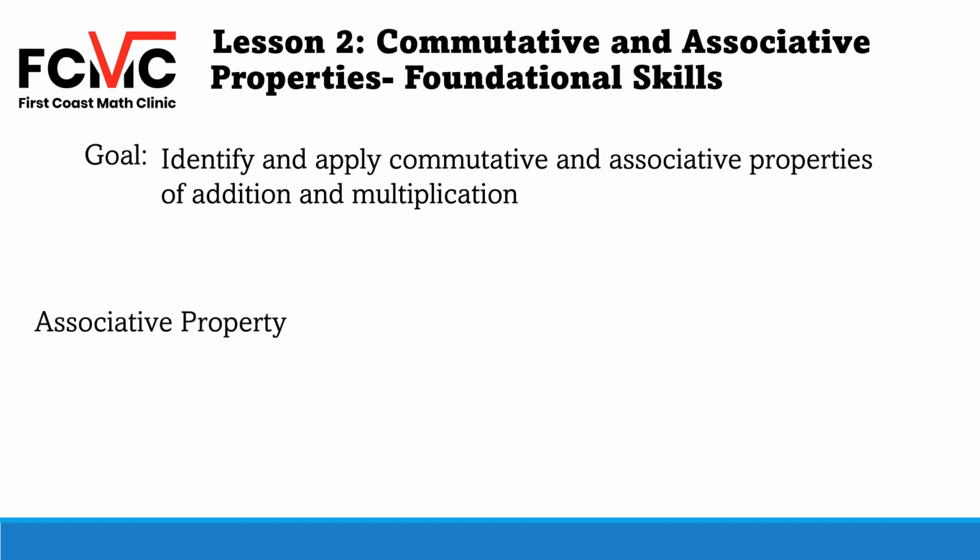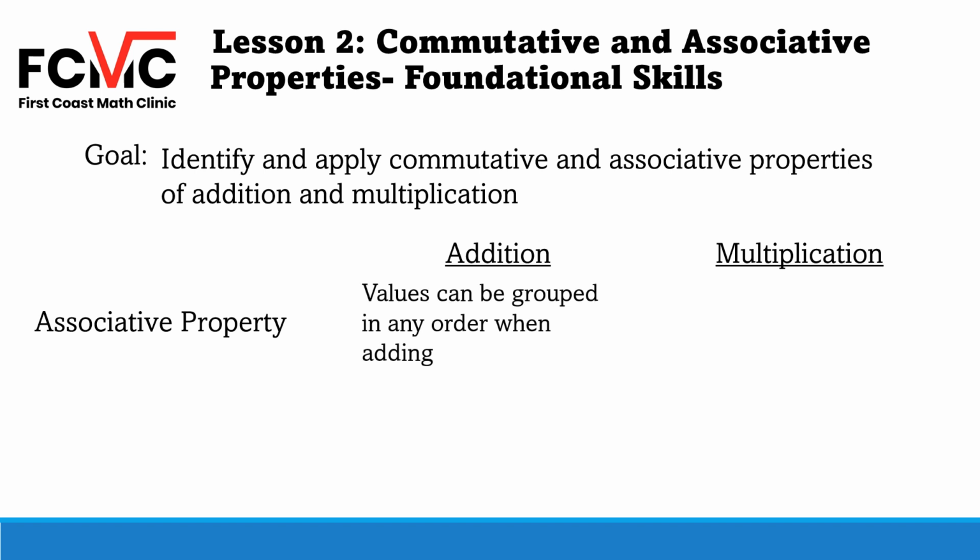So we're going to start with the associative property, and there's an associative property of addition and an associative property of multiplication. And we'll just go through what these properties are. Our associative property of addition says the values can be grouped in any order when adding. And our associative property of multiplication says the values can be grouped in any order when multiplying.